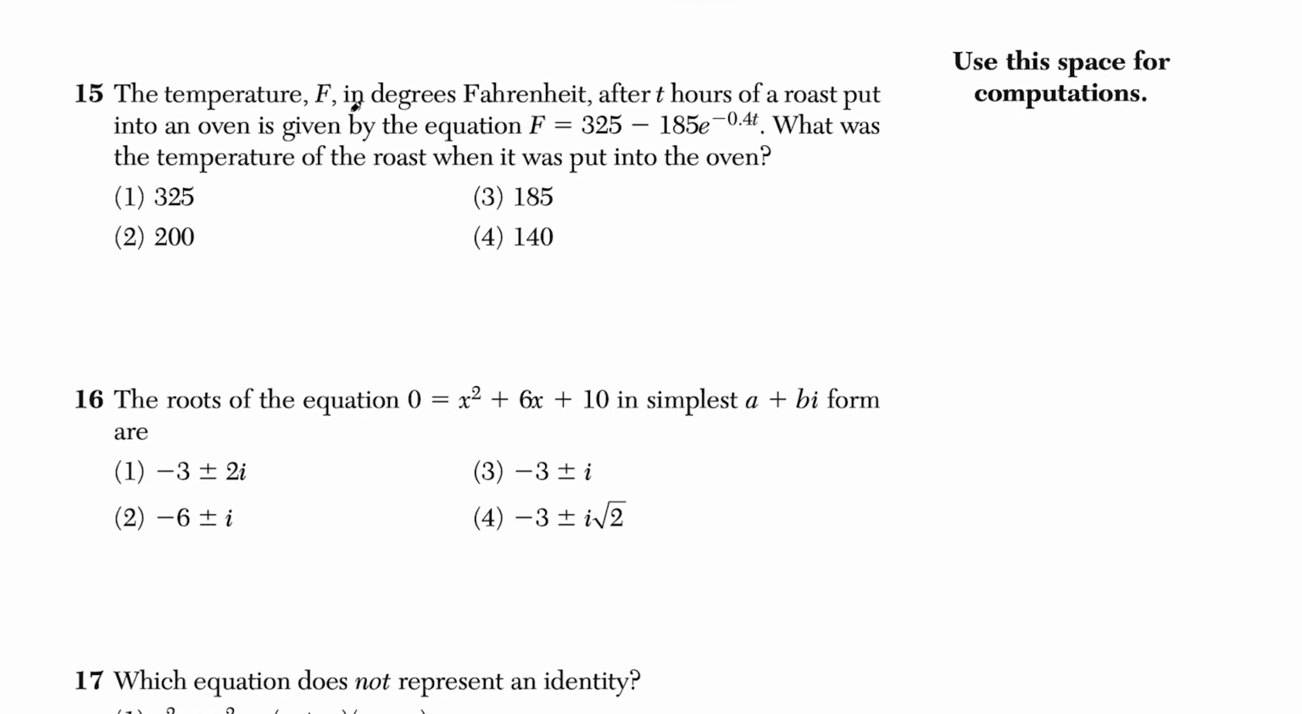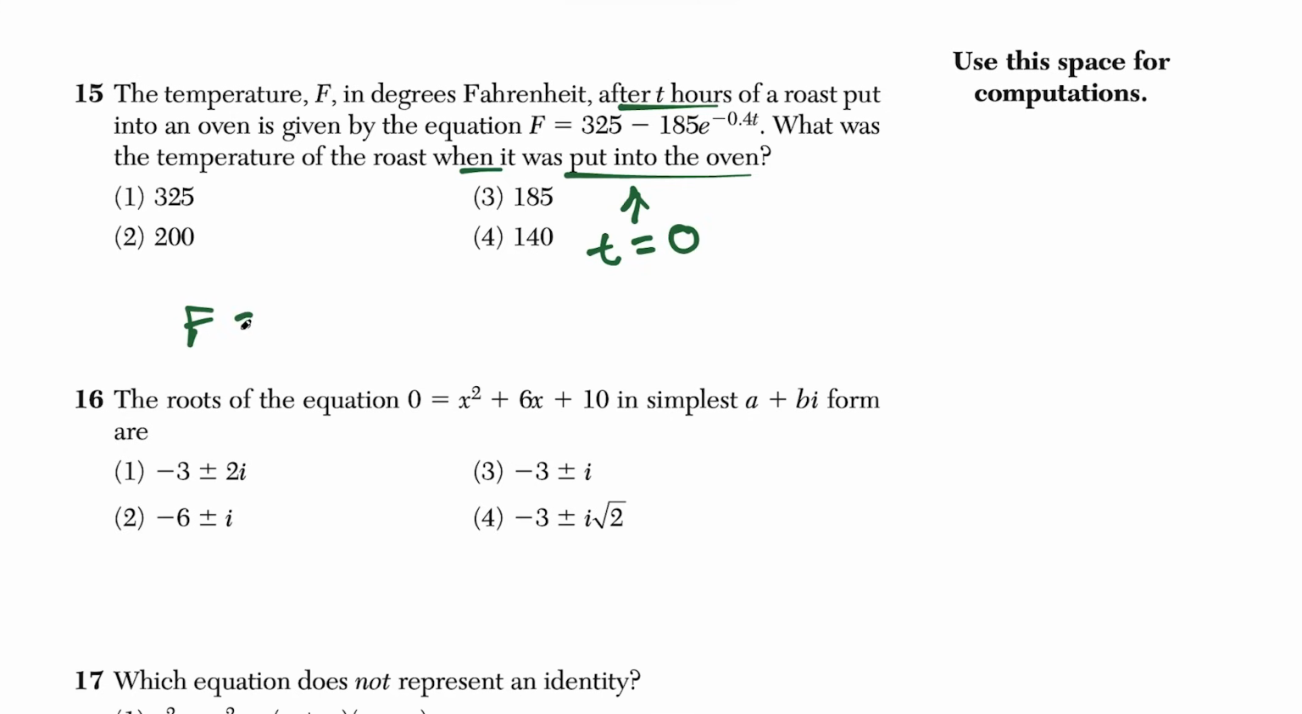Question 15, the temperature F in degrees Fahrenheit after t hours of a roast put into an oven is given by this equation here. And we want to know what was the temperature of the roast when it was put into the oven. So for this question, this represents time t equals 0. And they're telling us t represents the number of hours after a roast was put into the oven. So all we have to do here is plug in t equals 0 to the equation.